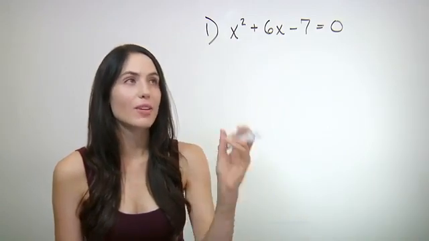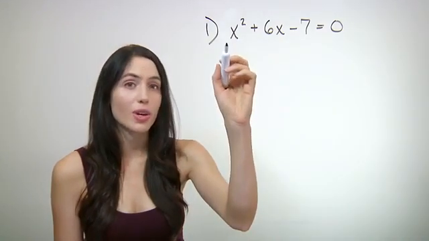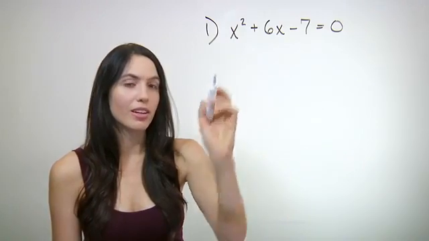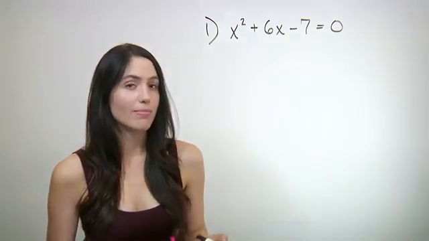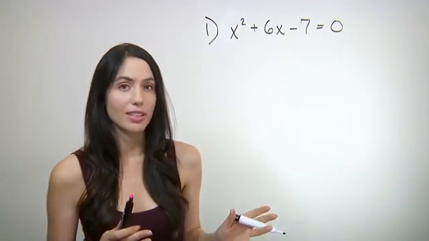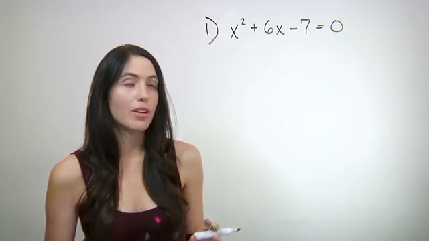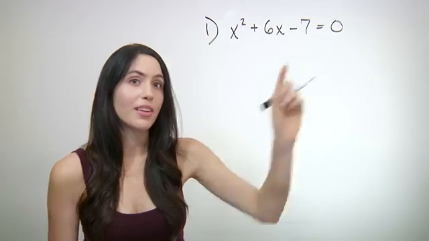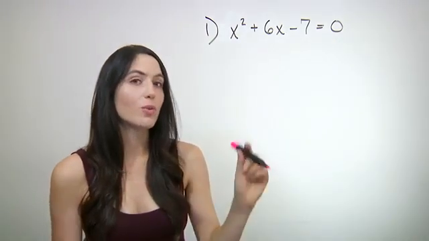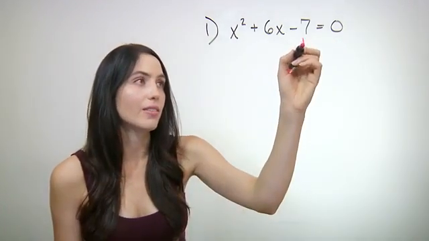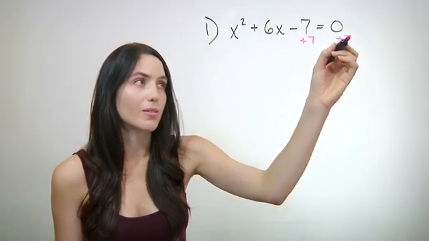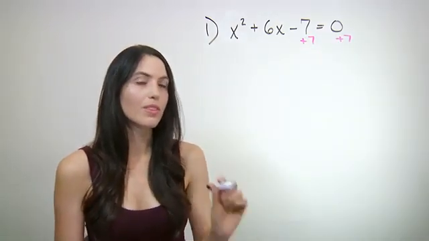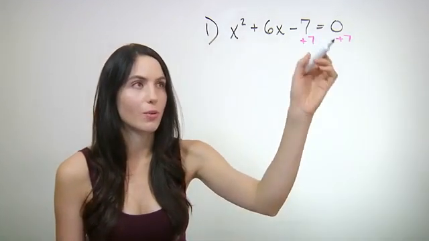Okay, say you have an equation like this that starts with positive x squared. The first step, actually for all of these completing the square problems, is to move this constant to the right side. So in this equation, the way you would do that is to add 7 to both sides. So always just move that constant over to the right.